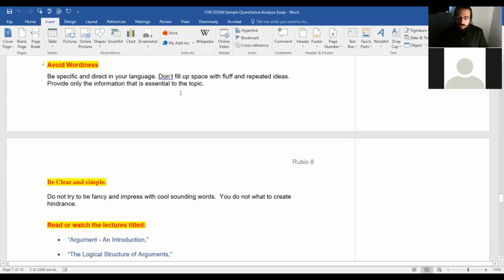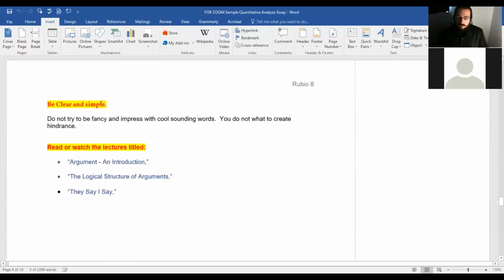No fluff, no repeated ideas, no jargon. Be clear and simple. Do not try to be fancy and impress with cool sounding words. You do not want to create hindrance.